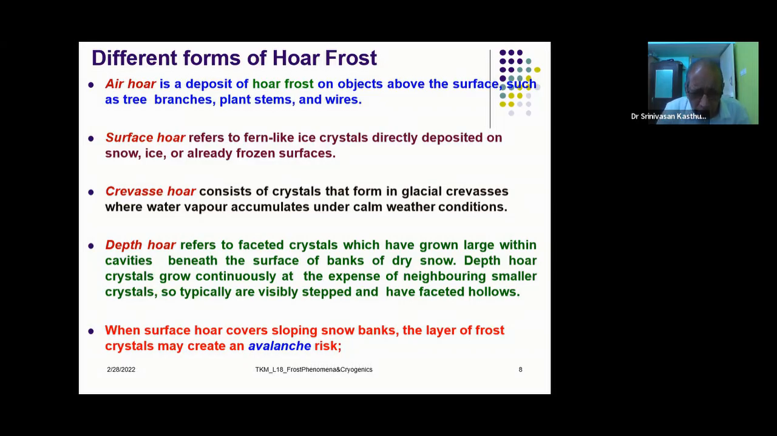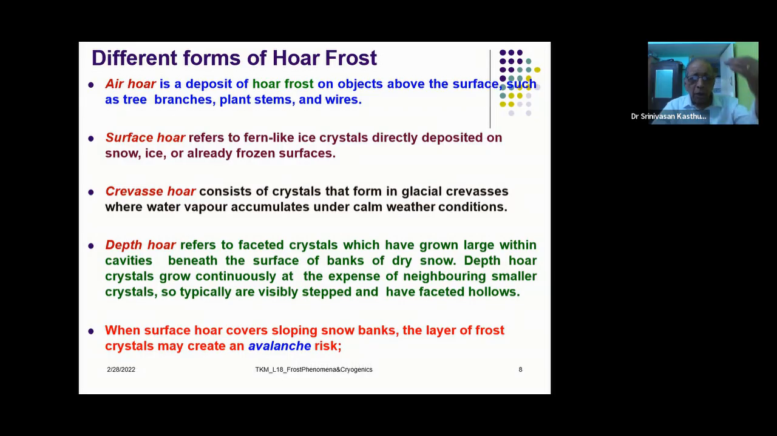Normally, when surface hoar covers sloping snow banks, the layer of frost crystals may create an avalanche risk. You always see that in Western countries, especially in zones close to the sea: frost is normally formed, but simultaneously you have an avalanche, because of the sudden falling of all the frost, ice falling continuously down the hill. When it happens, it submerges everything below. So an avalanche can happen anytime depending on wind directions and so on.